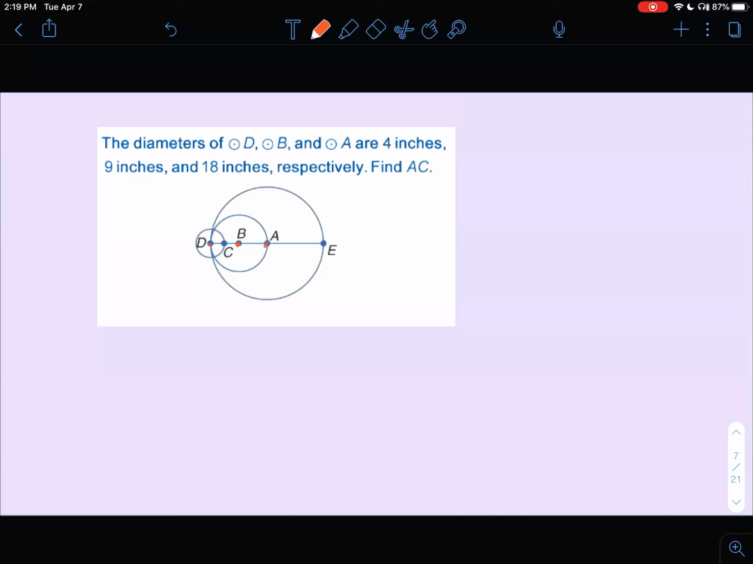And it looks like DE, from what we can see, okay, so D is on our circle A, so the chord DE of circle A is going to be a diameter. So that's going to be helpful because we're being given some other information up here. All right, so we're told that circle D has a diameter of 4 inches. Keep in mind that means that the radius is going to be 2 inches for circle D.